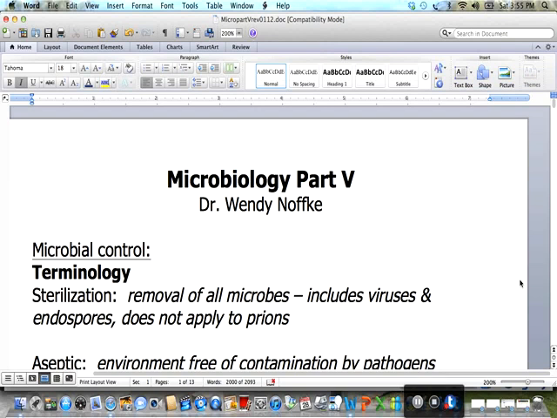What exactly is clean? In microbiology, there are specific differences in the terms one might use to call something clean. One may be used to describe something as clean or not having any microbes, and sterilization is the term that's used to refer to the removal of all microbes. This includes viruses and endospores, but does not apply to prions.